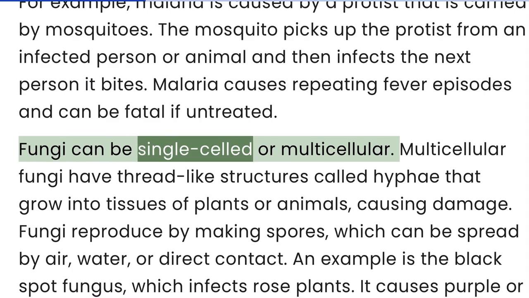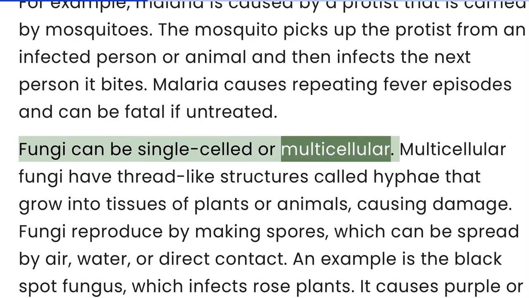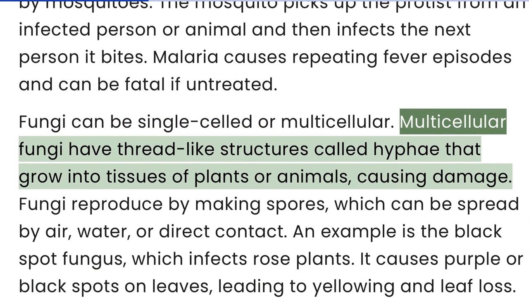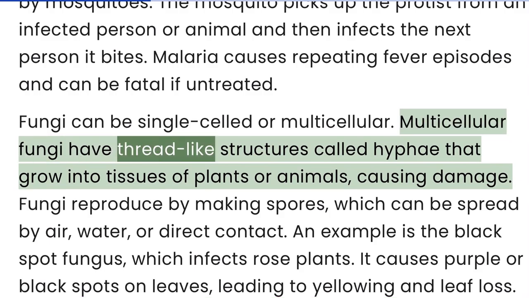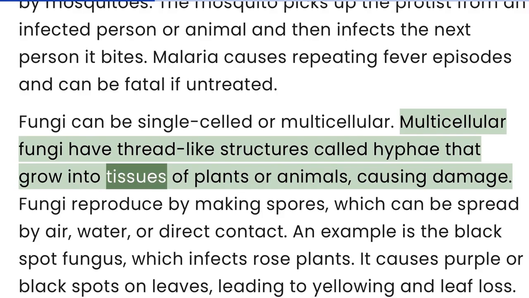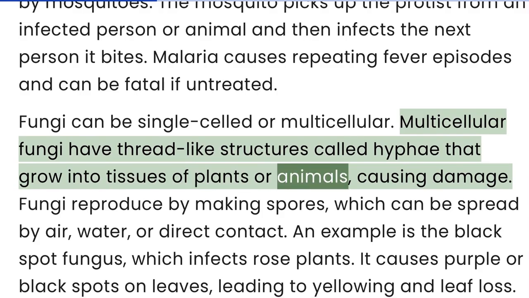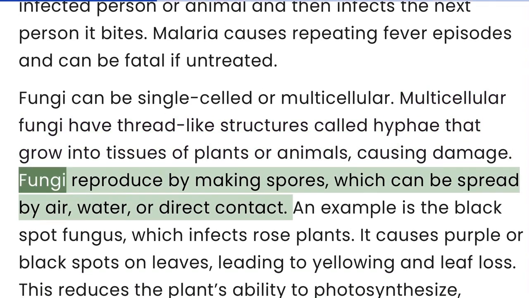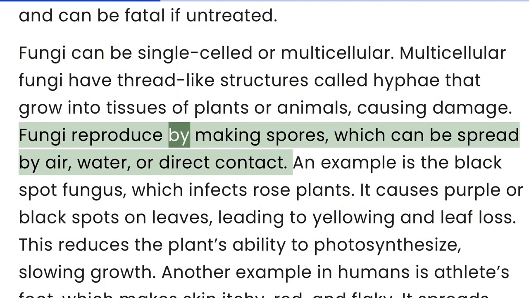Fungi can be single-celled or multicellular. Multicellular fungi have thread-like structures called hyphae that grow into tissues of plants or animals, causing damage. Fungi reproduce by making spores, which can be spread by air, water, or direct contact.